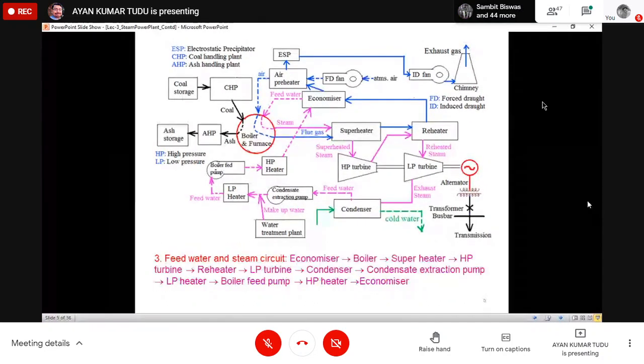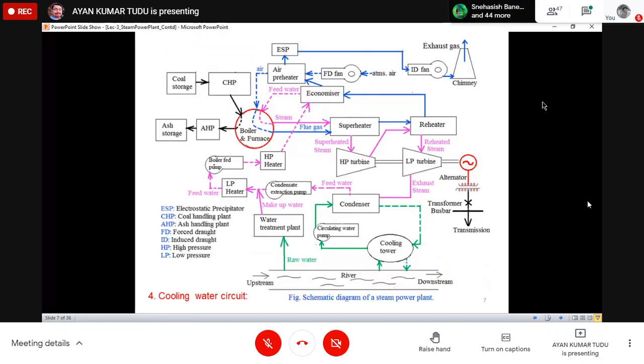Okay. No questions. So I explained this one also, the feed water and steam circuit. And we also explained the cooling water circuit. As you can see, this is the cooling water circuit. Now tell me, why do you think this boiler makeup water is required?